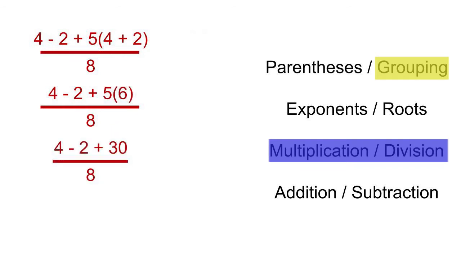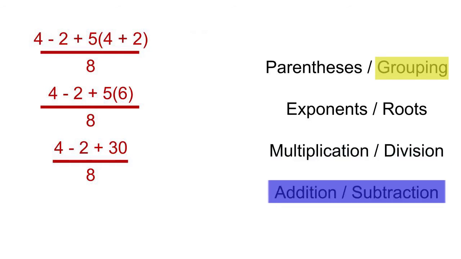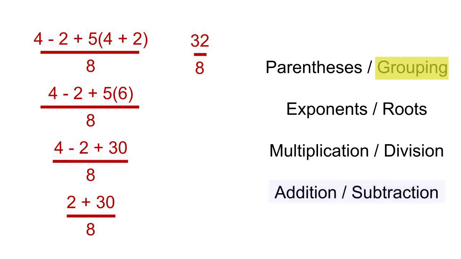There is no more multiplication or division, so we now look to attend to addition and subtraction. And I do have multiple of those. I have a subtraction operation and an addition operation, but I move from left to right doing whichever one comes first. So I begin by taking 4 minus 2, which is 2, and then 2, the result of that previous operation, plus 30, which is 32. Now I look to evaluate the bottom portion of the fraction, but there are no operations, it's just a value, so I can leave it as is.